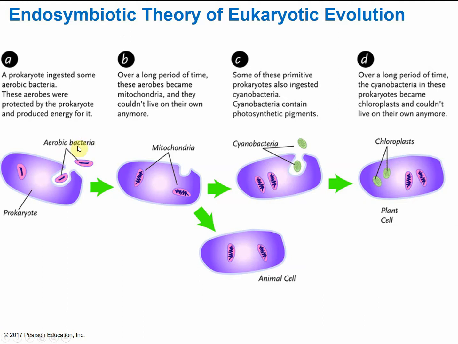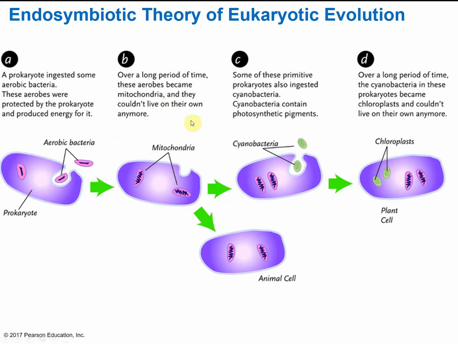The aerobic bacteria would produce energy in the form of ATP for the larger cell, and the larger cell provided a safe place for the smaller bacteria to live. Over a long period of time, they just became dependent on one another and couldn't live separately anymore. Ultimately, this led to the development of our mitochondria, which now are just a permanent fixture in our cells and produce our energy, ATP, for us.